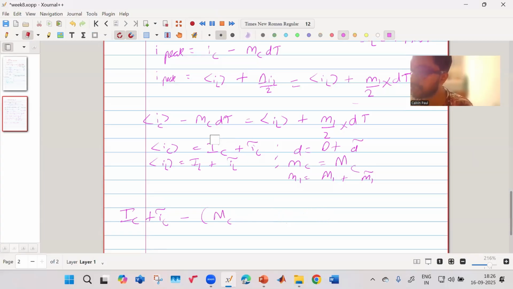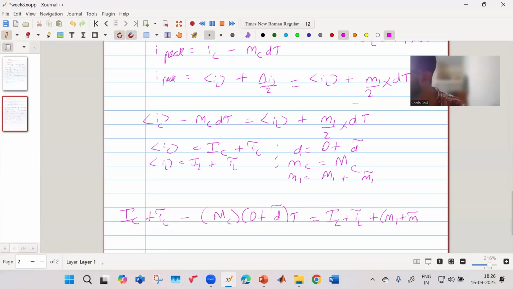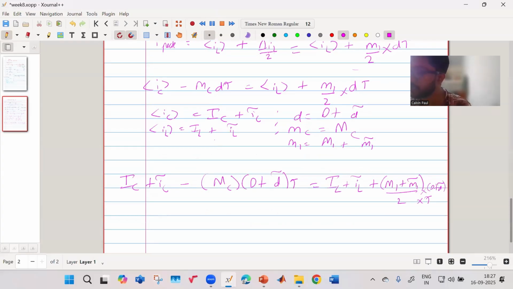So this will be equal to minus MC into D plus D tilde into T. That is equal to your IL plus IL tilde plus M1 plus M1 tilde by 2 into D plus D tilde into T. Okay. Now we equate this as IC minus MC dt is equal to IL plus M1 upon 2 into D into T. These are your DC terms.